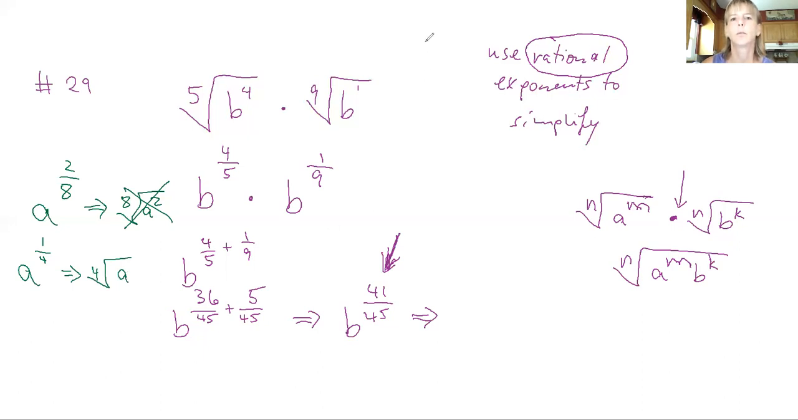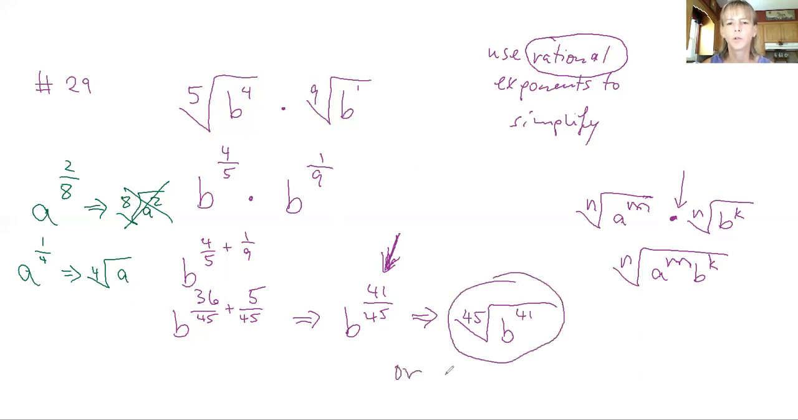So it's b, the 45th root. In this case, you can't simplify 41 over 45. So the denominator is always my index. I have a b to the 41st power. Final answer. Or you could write it as the 45th root of b to the 41st power. Sometimes that helps. In this case, it doesn't matter.